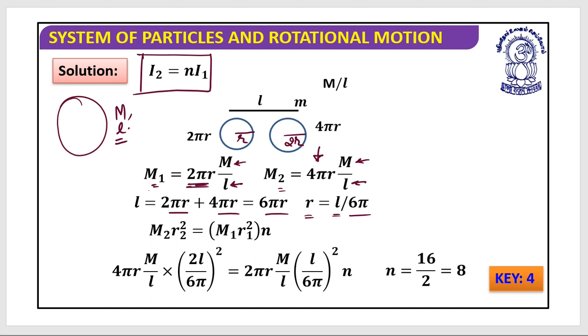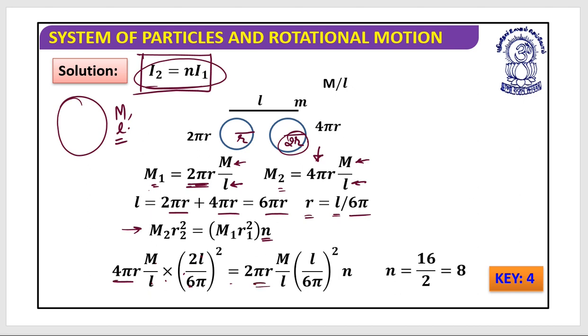So now just write down the moment of inertia of both. It says that I2 is equal to N I1. So this is equal to M2 R2 square, which is equal to N times M1 R1 square. If I put in the values, M2 is equal to 4 pi R into M by L, multiplied by R2. R2 would be 2R, so it's 2 into L by 6 pi, whole square.